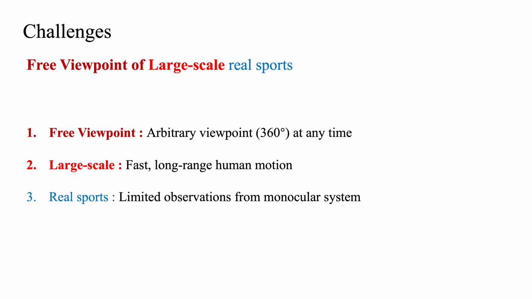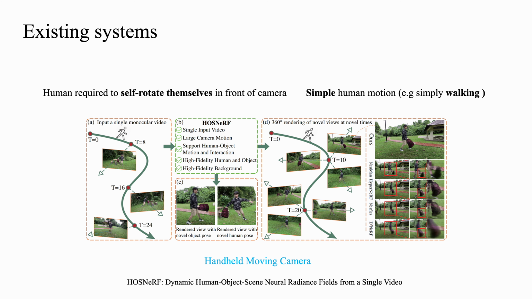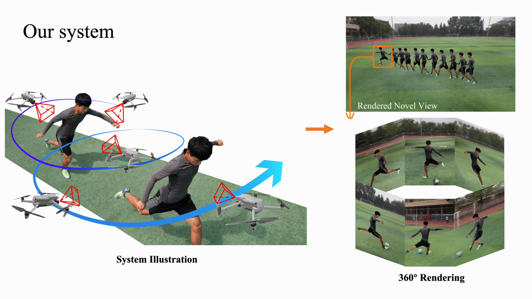Our task is 4D reconstruction of sports scenes from a monocular RGB video. This task is challenging as the viewpoints are rather limited in real outdoor sports. Existing systems either rely on multi-view or merely provide limited viewing angles for rendering. Besides, the human is confined in a limited space. We proposed a novel drone-based system that can autonomously track and orbit around the athlete, providing 360-degree novel view rendering of the entire sports scene.